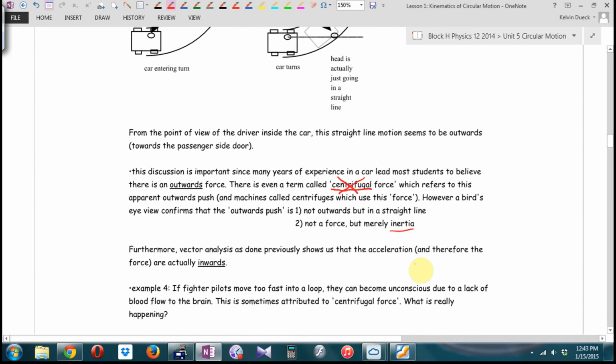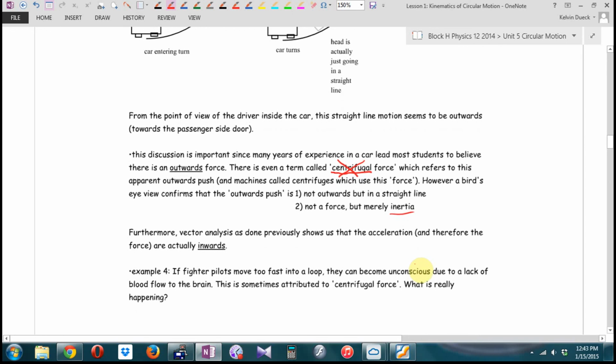Furthermore, vector analysis, which we did a few minutes ago, shows the acceleration is towards the center if you subtract the two vectors together by adding them tip to tail, but adding the opposite. If fighter pilots fly too fast into a loop, they can become unconscious due to a lack of blood flow to the brain. This is sometimes attributed to centrifugal force. What's really happening?